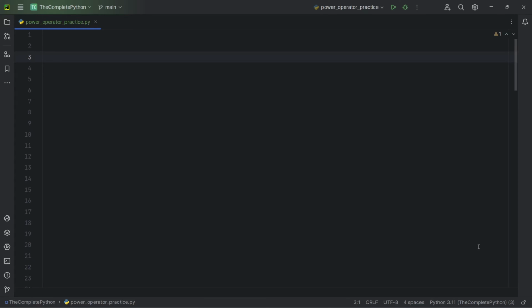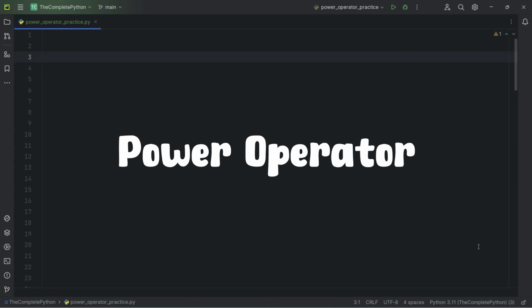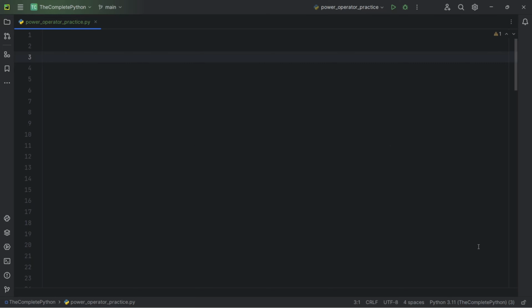Hello friends. Earlier we have discussed the power operator in Python. We know that power is an arithmetic operator and we use it in order to calculate the power of various numbers. Now we will learn how we can use the power operator in order to solve some real world problems and also how we can use it in order to simplify some complex calculations.